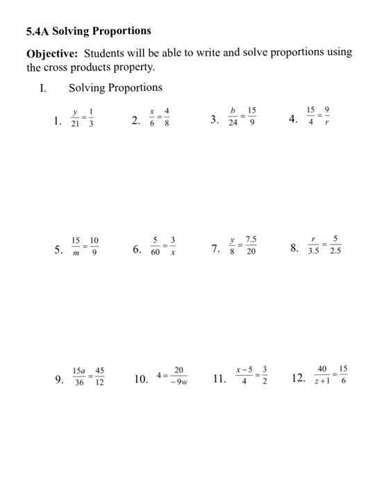Today we're going to be solving proportions. As you learned in the previous class lesson, a proportion is two equivalent ratios. So if we know that the two ratios are equivalent, we can solve for a missing piece in one of the ratios. We do that by using the cross products property or cross multiplication.